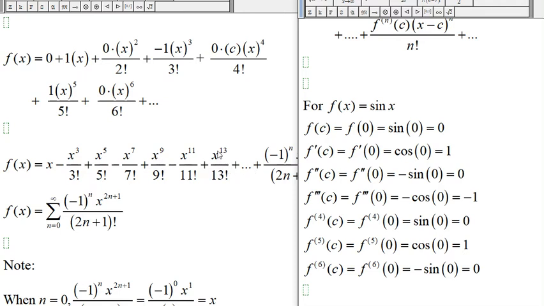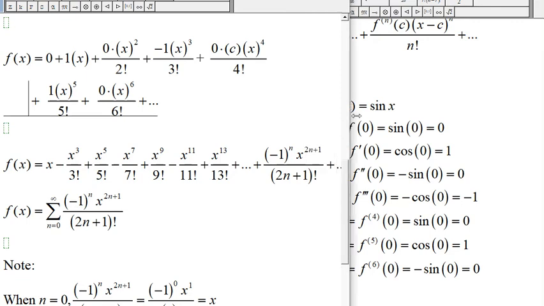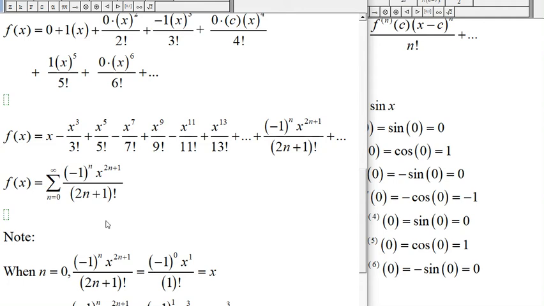And so what we do is we look at this pattern here, and then we will see that the nth term for this pattern is going to be negative 1 to the n, x to the 2n plus 1, dividing by 2n plus 1 factorial. And so in terms of summation, it would be the infinite series from 0 to infinity of negative 1 to the n, x to the 2n plus 1, dividing by 2n plus 1 factorial. And then we can check this summation formula right here.